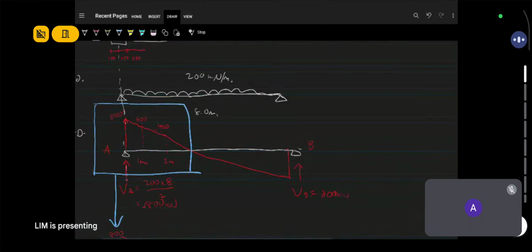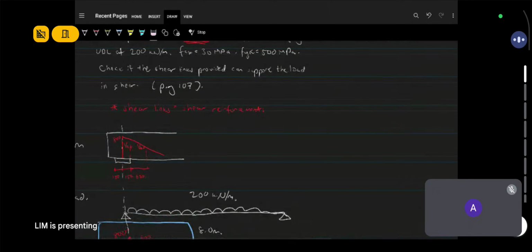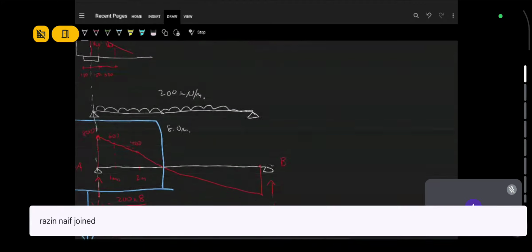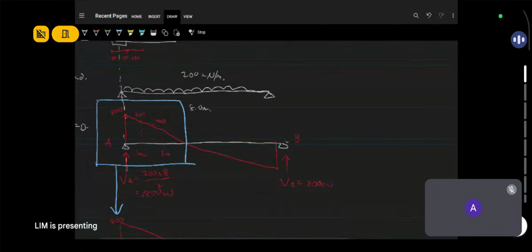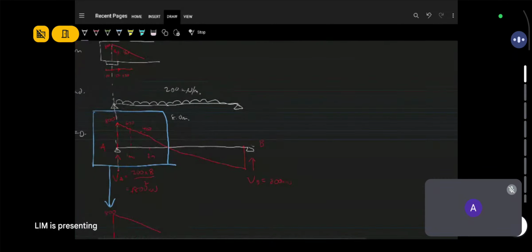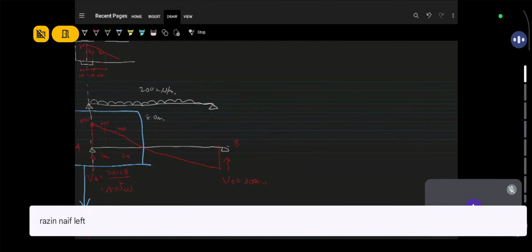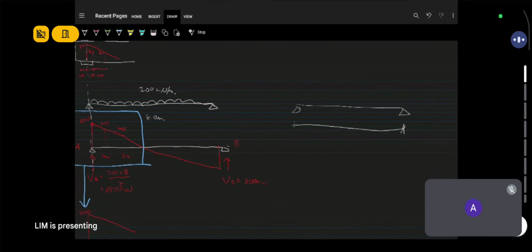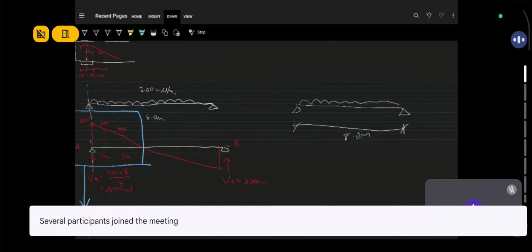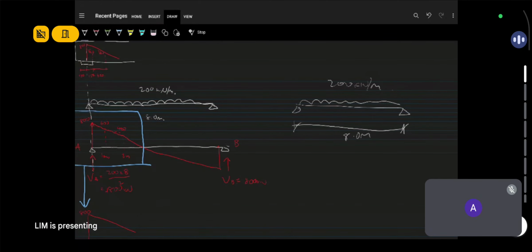Let me draw next to it. Let me go through this very quickly with you. So basically, we have a beam, 8 meters long, carrying a UDL of 200 kilonewton per meter. This is from the question.